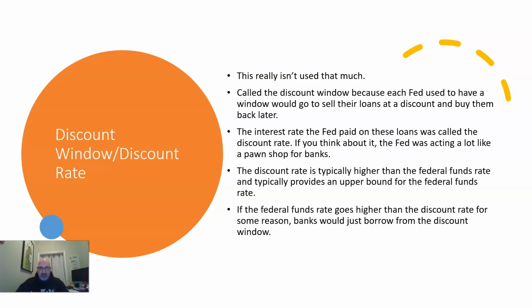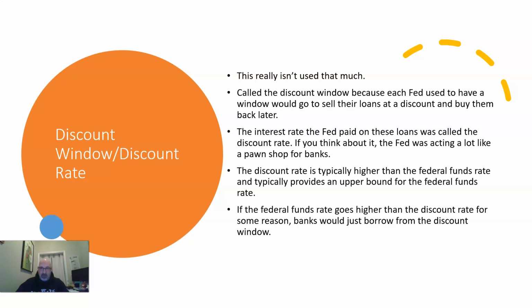So the interest rate that the Fed paid on those loans was called the discount rate. And so when you think about that, the Fed was really like a pawn shop for banks. So it's a glorified pawn shop in that sense. So the discount rate's typically higher than the federal funds rate and is usually like the upper bound for the federal funds rate. But it is possible the federal funds rate could go higher than the discount rate for some odd reason.